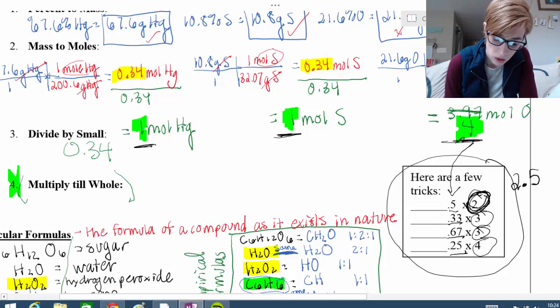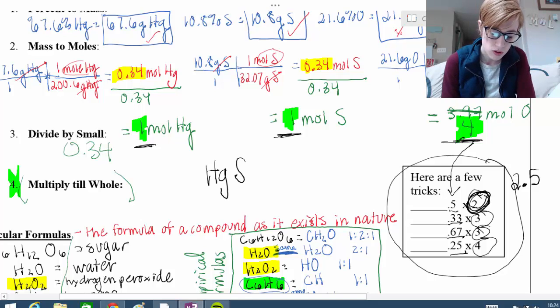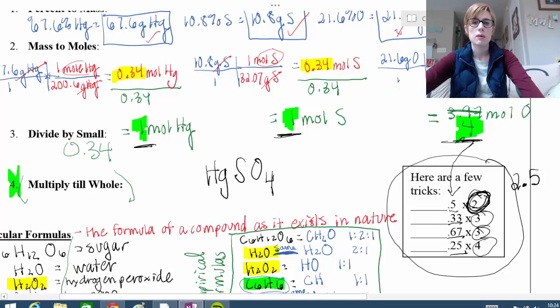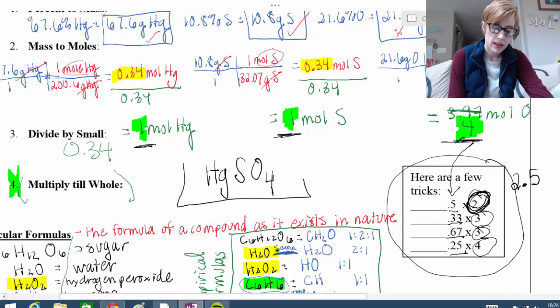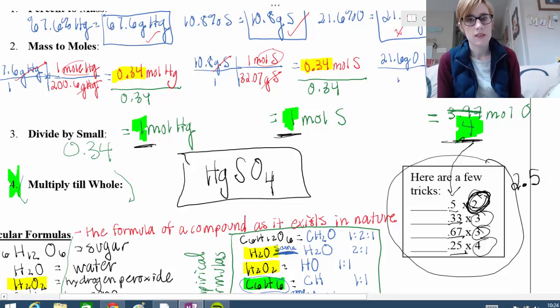I have 1 mole of mercury, so I do Hg1. I have 1 mole of sulfur, so I do S1. And I have 4 moles of oxygen, so it's SO4, which, hey, that happens to be a polyatomic, right? That's mercury sulfate. So that is how I get the empirical formula of a compound.